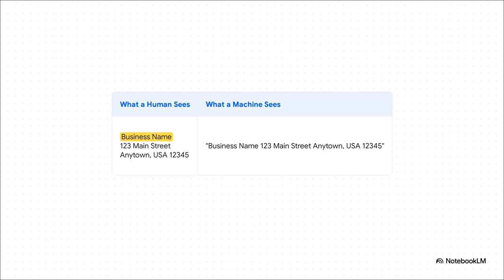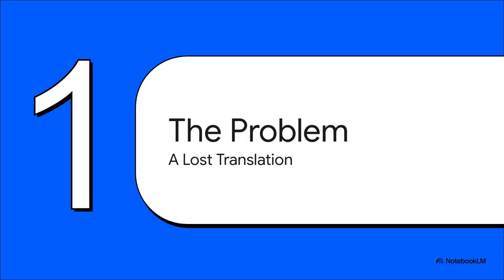Okay, so here's the heart of the problem, right? When you and I look at an address, our brains just get it. We see the business name, the street, the city. It's instant. But a search engine? Without a little help, it just sees a big old string of text. It has no idea what's what. There's no meaning there. Yet. And that gap? That's what we're talking about. It's literally a lost translation. All that amazing, valuable info on your site, it's not getting through clearly. And yeah, that's a big problem.